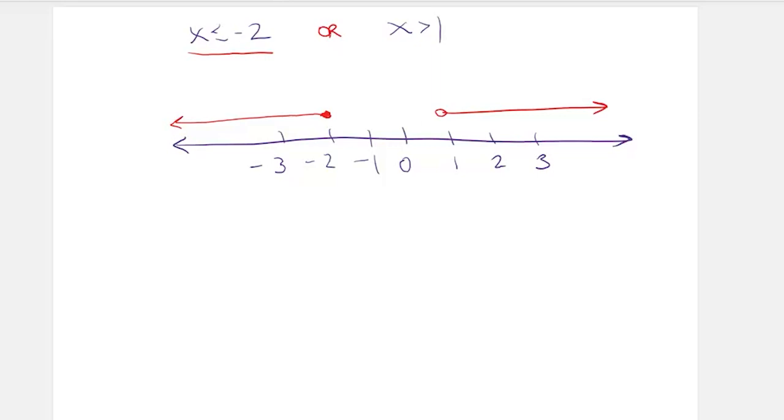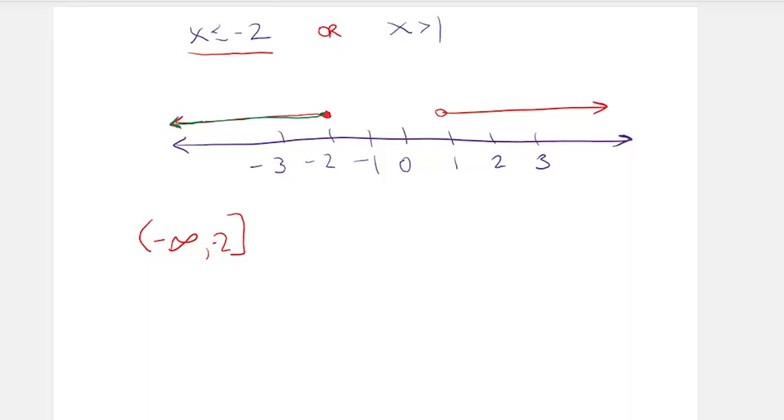And to put it into interval notation, I always start at the smallest value. So the smallest value is -infinity. And I'm coming up this line right here, right? So I'm starting at -infinity, and I'm going to come all the way up to -2. And because it's included, I put a square bracket.